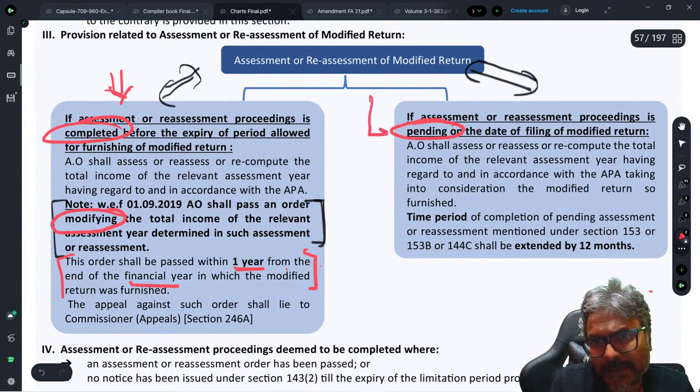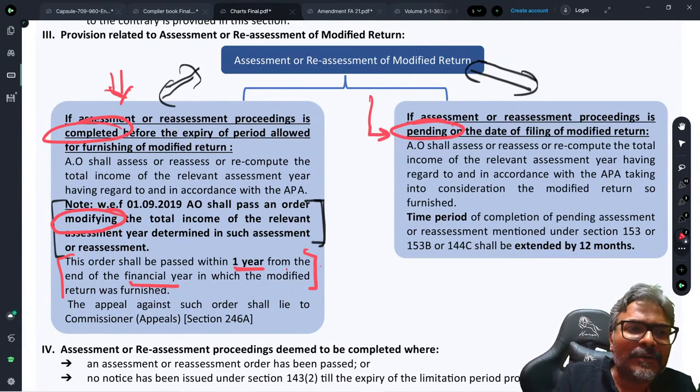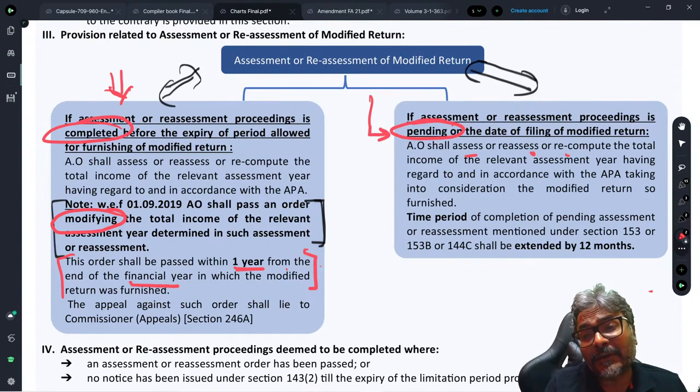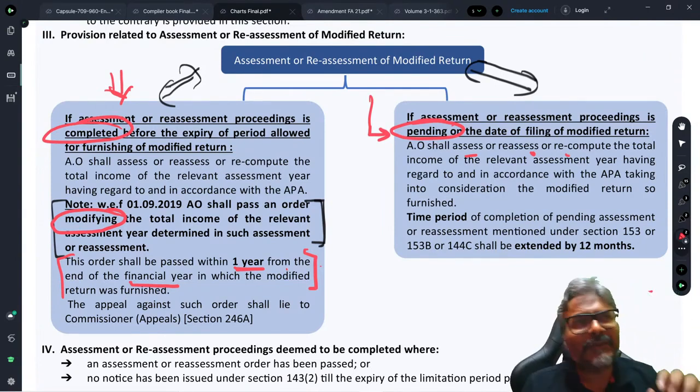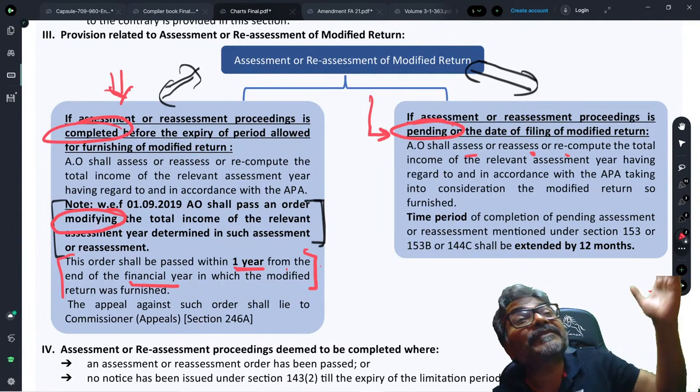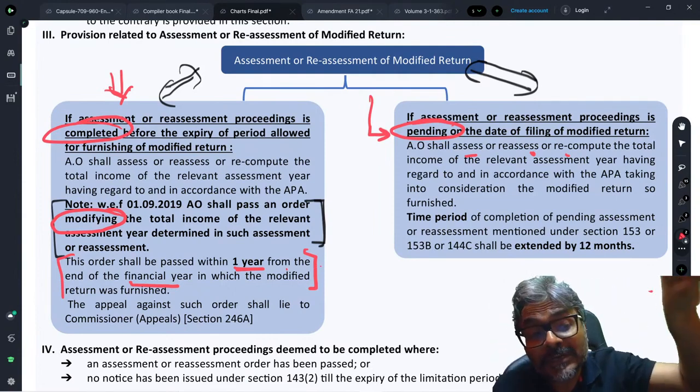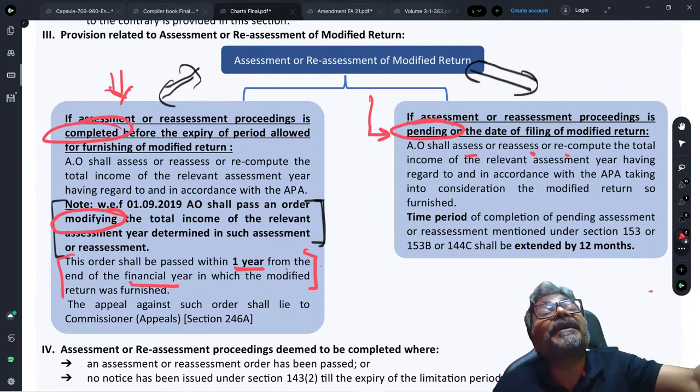What if, students, it is a pending case? If the assessment or reassessment proceeding is pending on the date of filing of the modified return, then what happens in this regard? If it is pending, the AO shall recompute the total income of the relevant assessment year having regard to and in accordance with. Now this is the game. Say, for example, for that rollback year, the assessment was still going on while I filed my modified return.